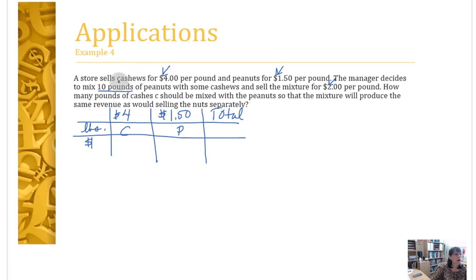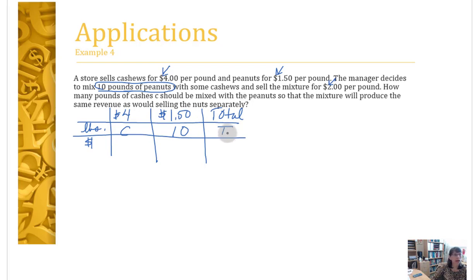When we look back into the problem, it says the store sells cashews for $4 per pound and peanuts for $1.50 per pound. The manager decides to mix 10 pounds of peanuts. So we actually know how many pounds of peanuts are needed this time. Instead of P, I'm going to use 10, because we know 10 pounds will be used. What we don't know is the total number of pounds. So that's where I need to use a variable for this particular application problem.